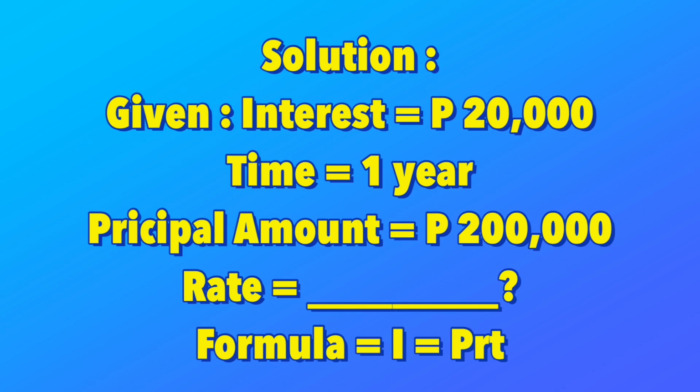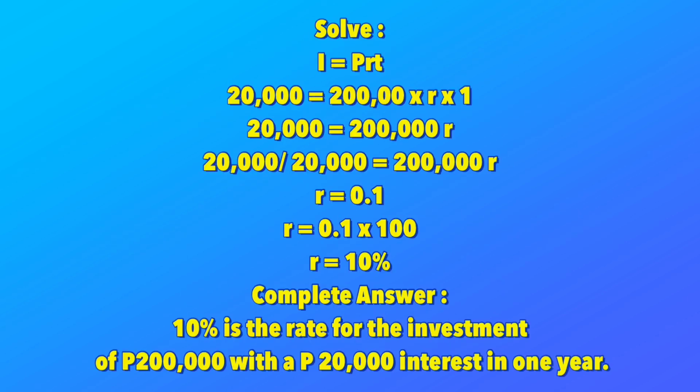Okay, we have to solve now. We will use the formula I equals PRT. So we have to substitute. The interest given is 20,000, and P is 200,000, and R is not given, and the time is 1 year. So we have to multiply 200,000 times R times 1. That's why we have 200,000 R, and on the left side of the equation just bring down 20,000.